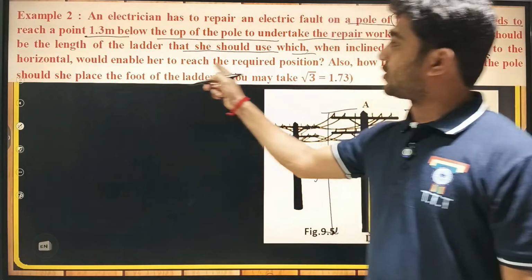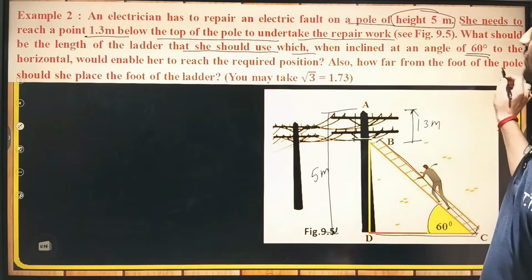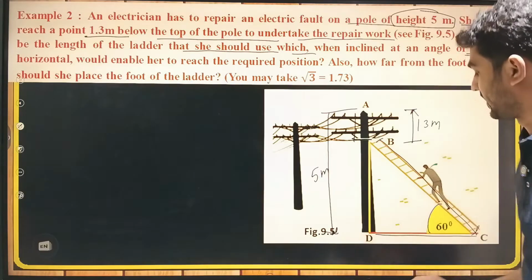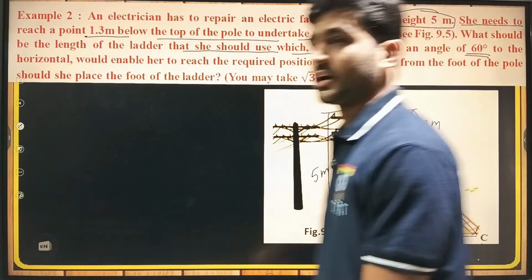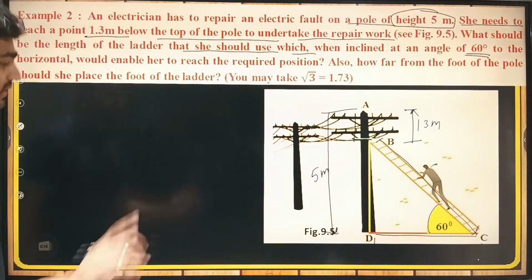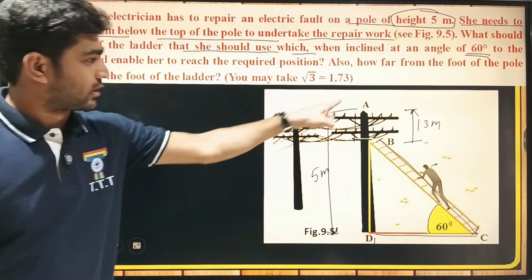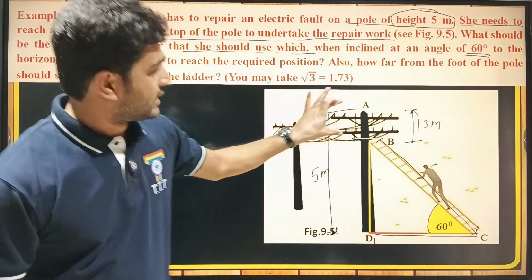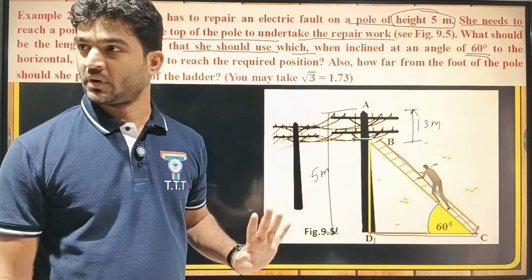Would enable her to reach the required position. Also, how much far from the foot of the pole should she place the foot of the ladder? And how much distance is there from here to here, that also we need to find. There are two things here. One thing, let me try to write out once again. The total height of the pole is 5 meter, but we need to measure 1.3 meter below that.